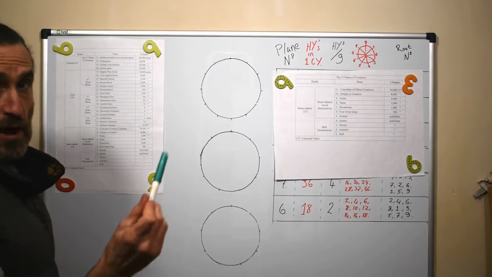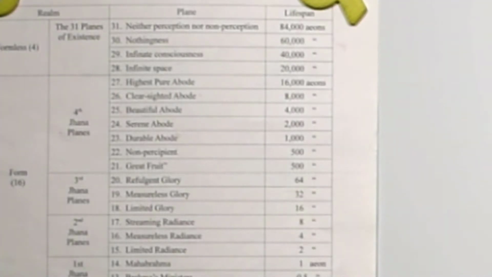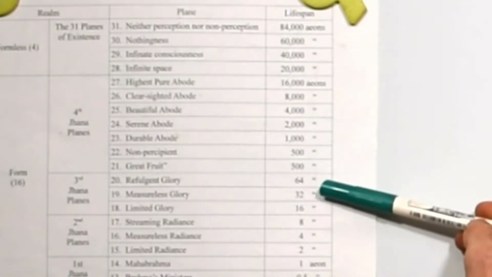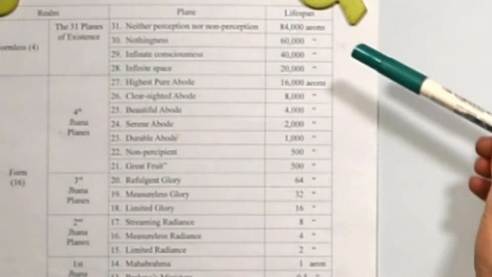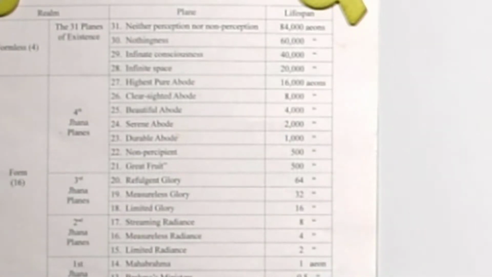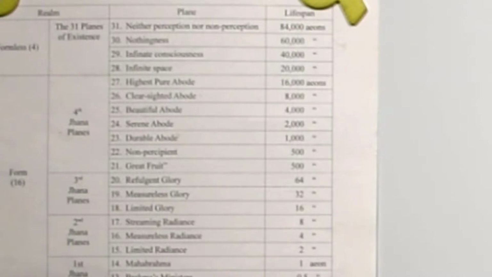So one thing that I need to point out on this is that once we get out of the sense sphere realm, all the measurements, these are the lengths of time that we spend in each of these planes if we ascend up through them, are measured in eons. You start with a third of an eon, a half an eon, 1 eon, and so on, all the way up to 84,000 eons, which you're due to spend in the realm of neither perception nor non-perception, if you should make it that far. But no, it's not a teaching on the 31 planes today.